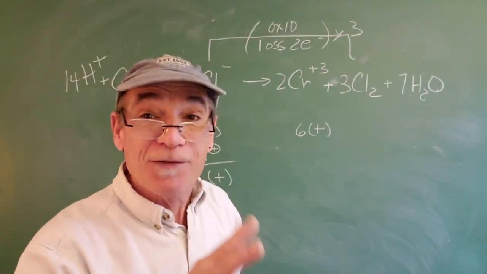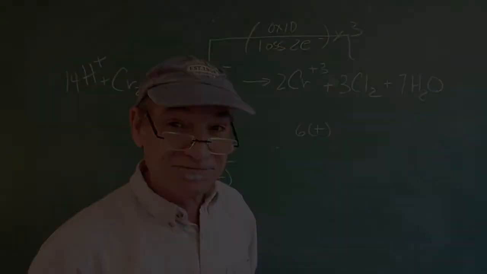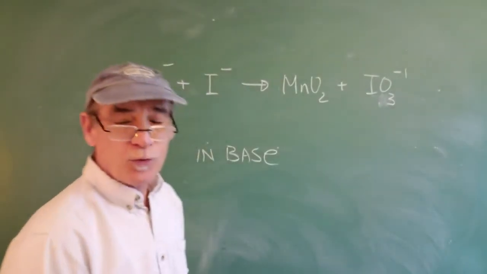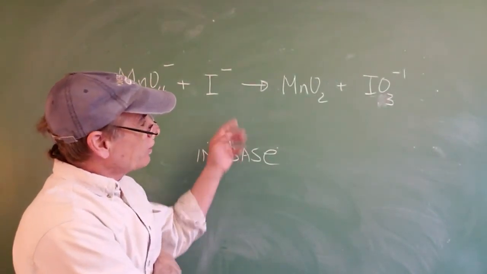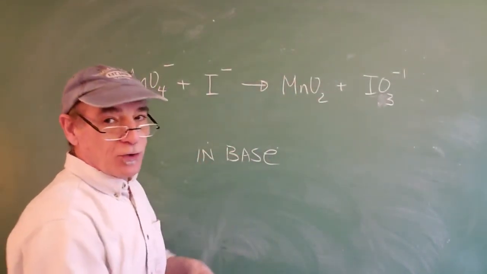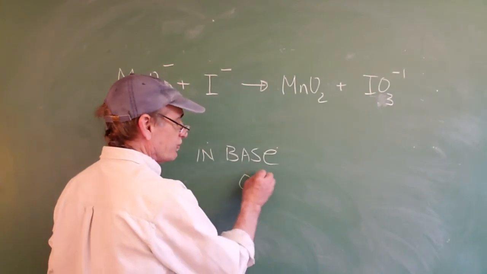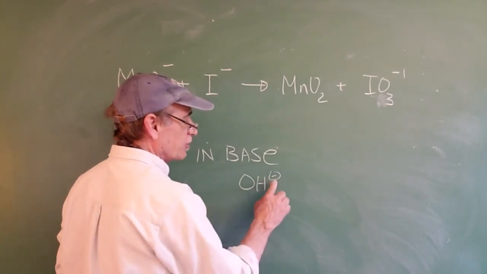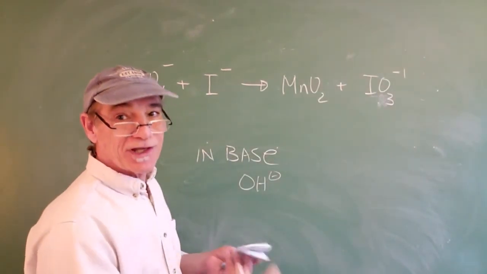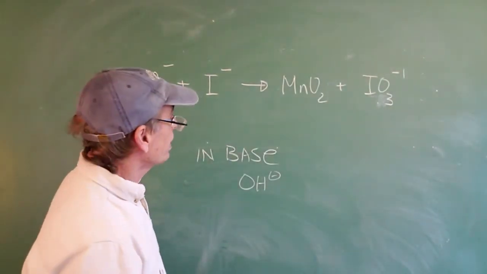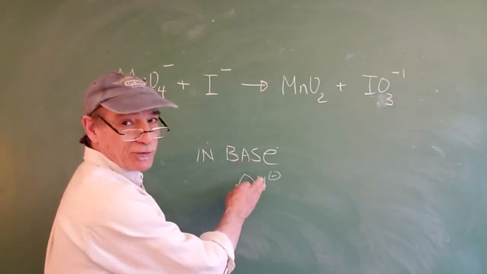So, let's try a couple of them in basic solution. Okay, here we go. Here's one in basic solution. Now remember, when we run one in base, that means that when we go to balance the ionic charge, we're going to add hydroxides as our currency. So we get to add negative charges to whichever side of the arrow will balance out the charge, and then we can add waters again. In this case, I'm going to go ahead and erase this part about base.